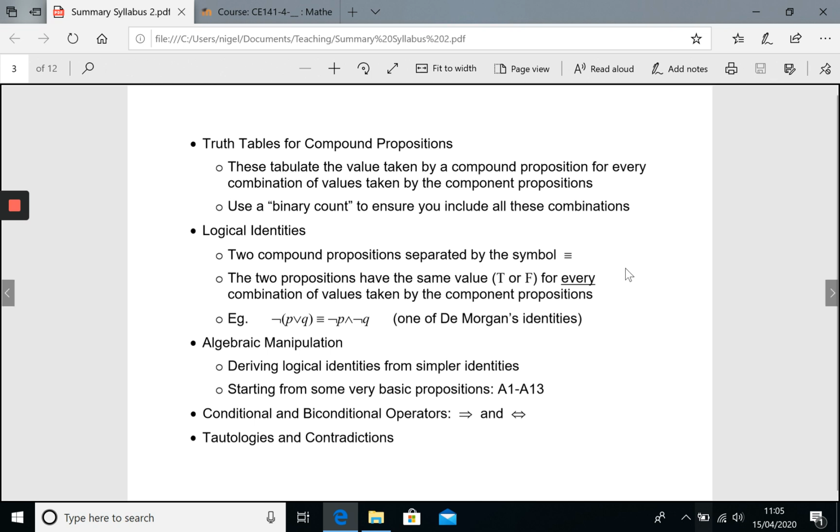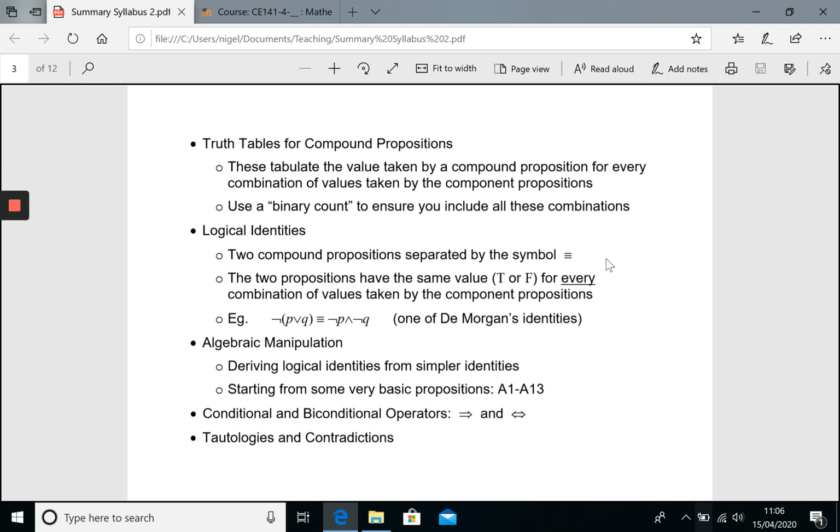The second thing we looked at was logical identities. The idea of a logical identity is that you have 2 compound propositions separated by the equivalent symbol, this three equal bar symbol. What that means is that the two propositions either side of that symbol always take the same value. They're either both true or both false for every combination of the values taken by the component propositions making them up.